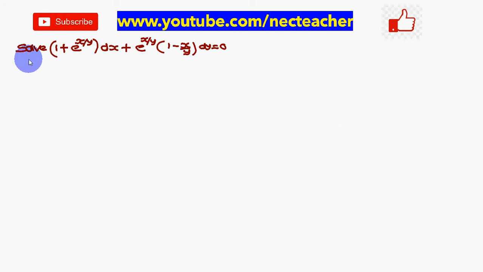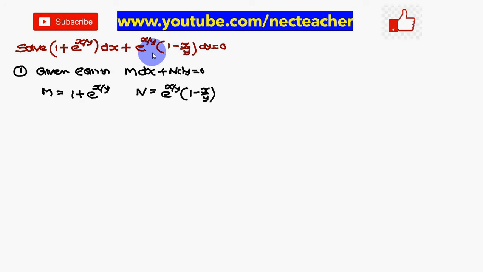Next we will go for one more problem. (1 plus e power x/y) dx plus e power x/y (1 minus x/y) dy is equal to 0. Clearly M is this much, and N is this much. The dx coefficient is M, which you differentiate with respect to y, and the dy coefficient is N, which you differentiate with respect to x.